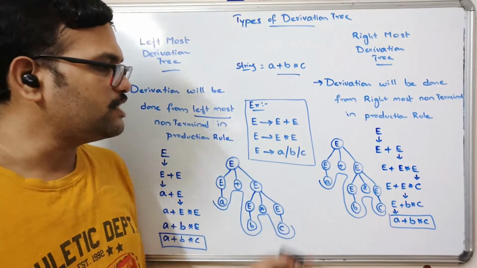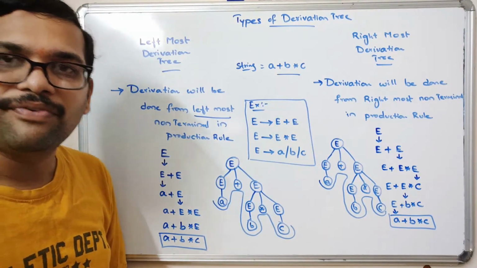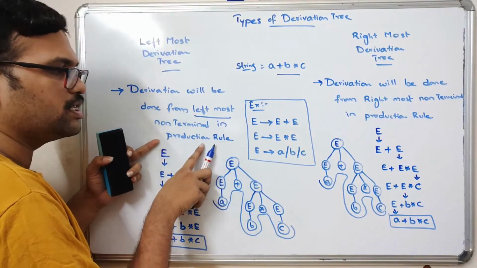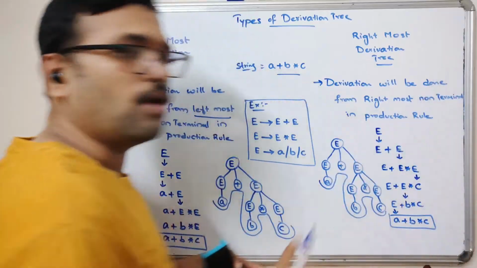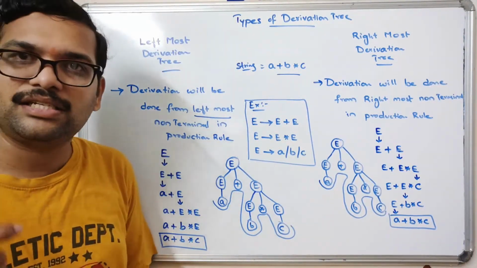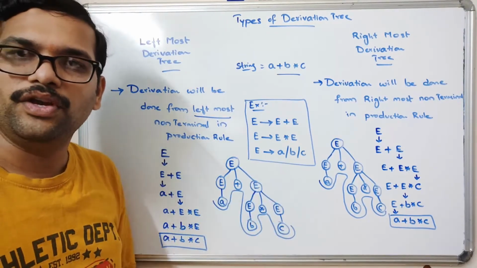So in both cases we are deriving the string. The only difference is that we are substituting the production rules from the leftmost non-terminal here and from the rightmost non-terminal here. So hope you understood this one. Let us move on with the second example, so that if you still have any doubts, they will be clarified.